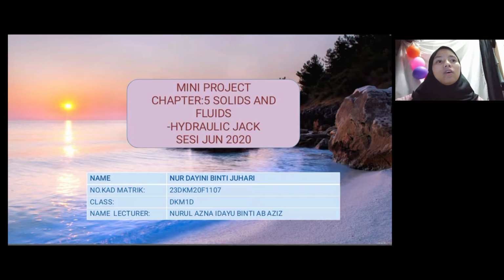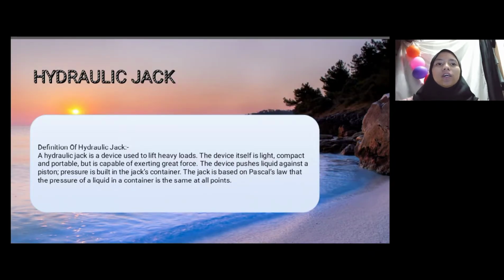Okay, definition of hydraulic jack. A hydraulic jack is a device used to lift heavy loads. The device itself is light, compact, and portable, but is capable of exerting great force. The device pushes liquid against a piston. Pressure is built in the jack. The jack is based on Pascal's law that the pressure of a liquid in a container is the same at all points. So now we look at the introduction.